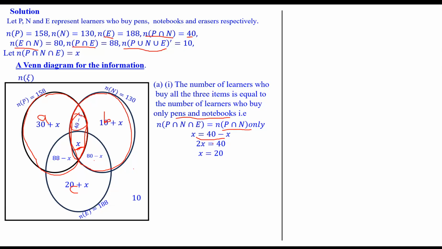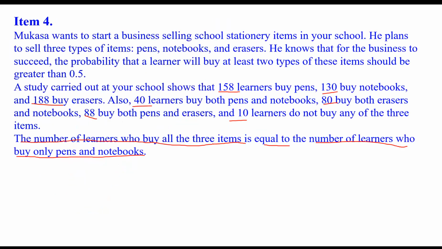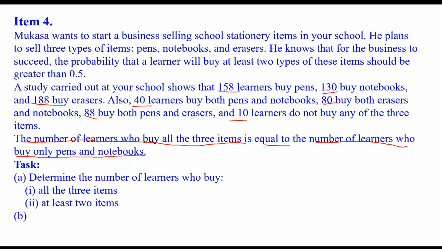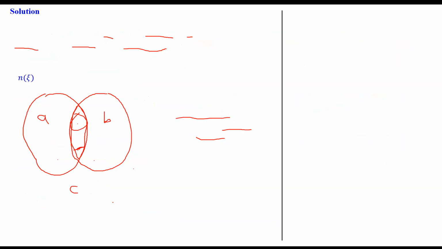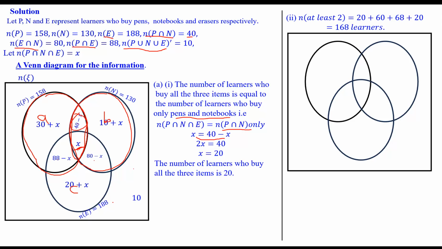So when you go back, they had asked us in part 1 to determine the number of learners who buy all of the 3 items, and then the number of learners who buy at least 2 items. So for 3 items, that is the x we had, which is 20. So we can proceed and find those who buy at least 2 items.